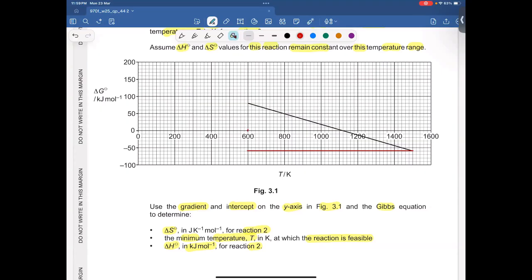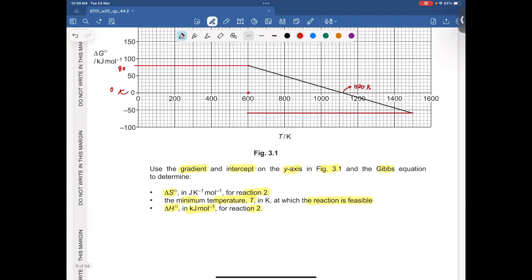Okay. So at 600 Kelvin, the value of delta G naught is 80. At this temperature, which is almost 1120 Kelvin, the delta G is basically 0. So at 600, it is 80, and at 1120 Kelvin, delta G is 0.